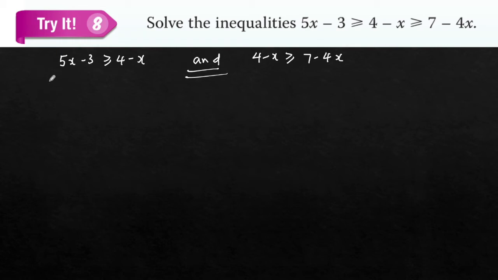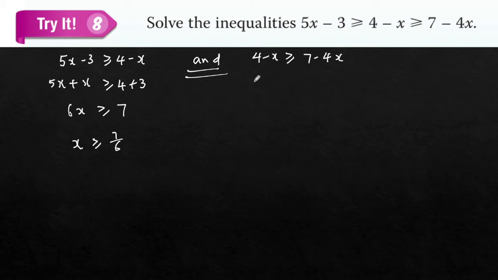So let's move all the x to one side. 5x plus x is more than or equals to 4 plus 3. So 6x is more than or equals to 7. X is more than or equals to 7 over 6, or 1 and 1 over 6.